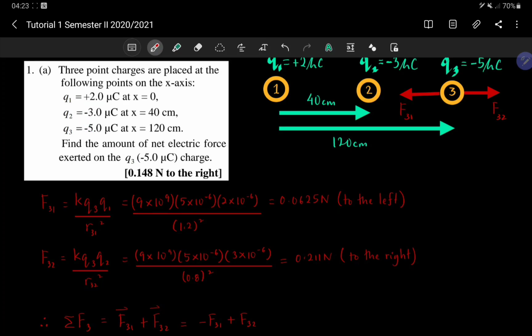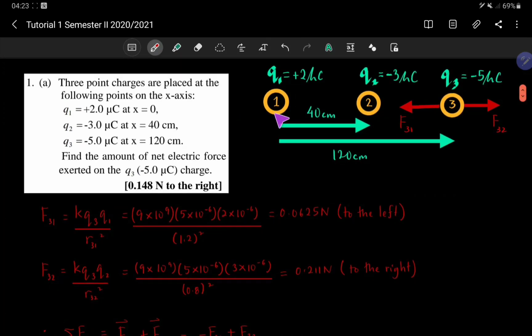Alright, so based on this, I think we need to sketch a simple diagram. So what do we have now? These are the particles given, which are Q1, Q2 and Q3. So Q1 is located at the origin, which is x equal to 0, and then at x equal to 40 centimeter, we have the second particle, which is Q2. And then at 120 centimeter, we have the third particle, which is negative. Alright, so now they ask you to find the amount of electric force exerted on Q3 by Q1 and Q2.